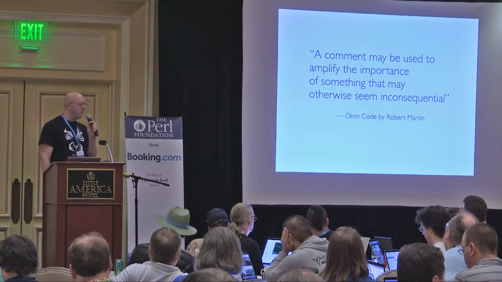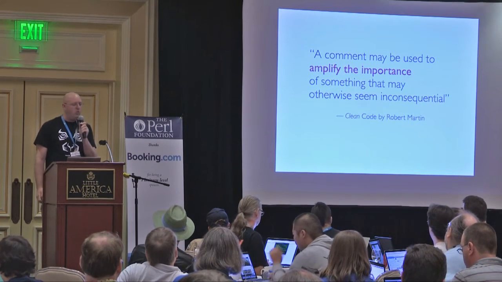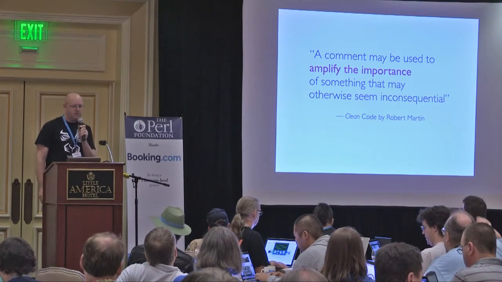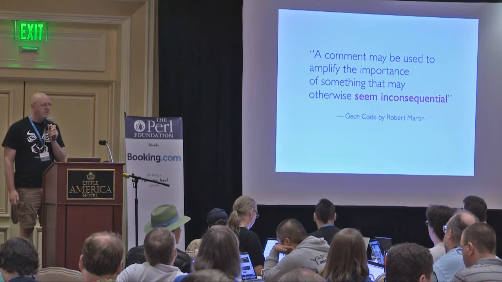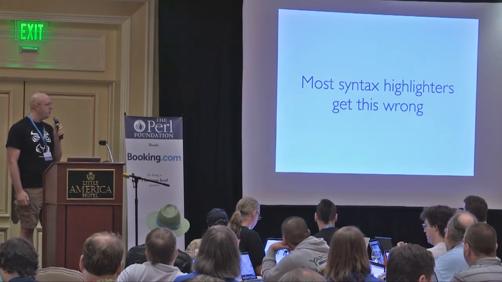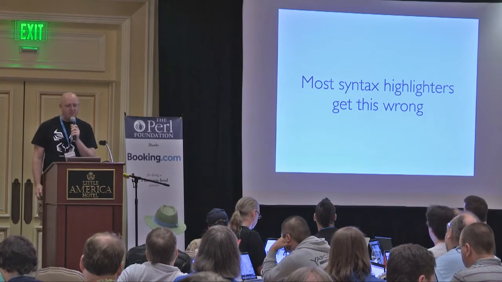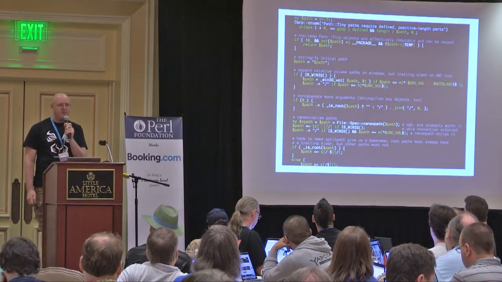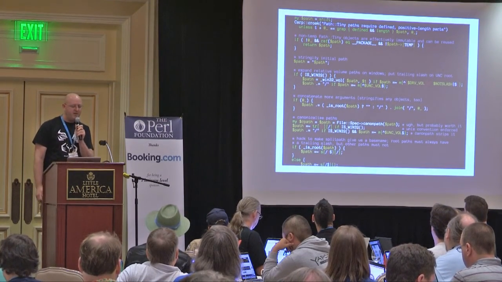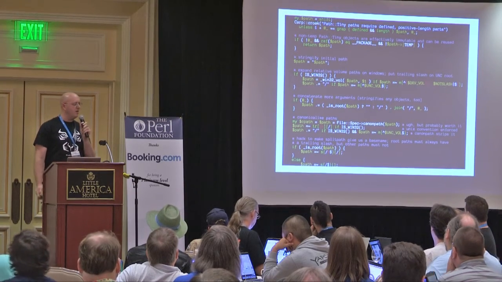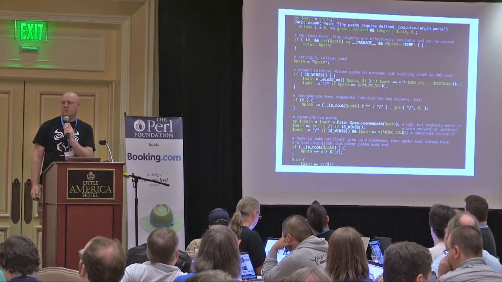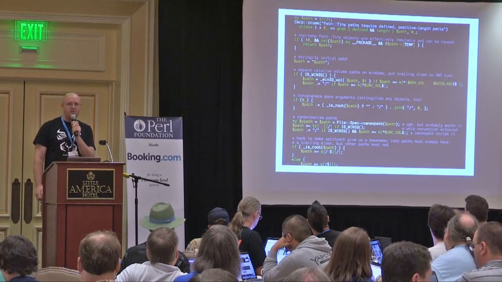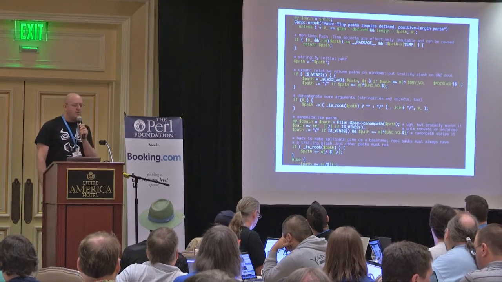And the two key parts here are this. One, we're trying to amplify the importance of something that might otherwise seem inconsequential. And if you think about this, most syntax highlighters do get this wrong. Here's an example. This is sort of the default syntax highlighting I had in Vim. The comments are a dark gray. This is an excerpt from Path Tiny. The details aren't important. The importance is just to look at how well you can see the comments versus the rest of the code. So what if we pump that up?